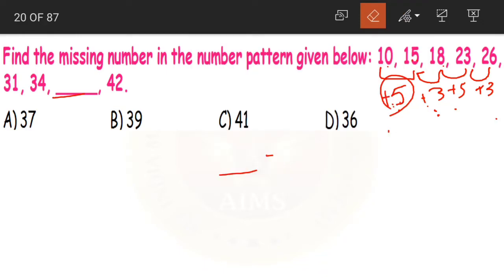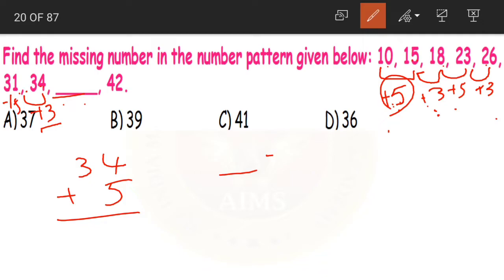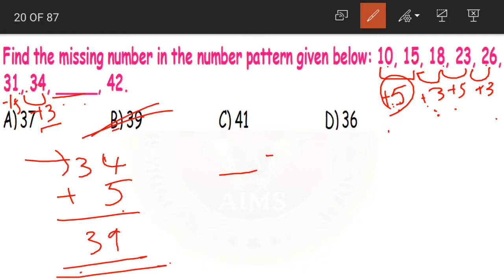Now, after 26, when we add 5, we get 31. Then when we add 3, we get 34. Now, what should we add next to 34? 5. Yes or no? We are adding 5 and 3 alternately. Just now we added 3 to 31 to get 34. So to this 34, we'll add 5. It becomes 39. So option B, 39 is our correct answer.